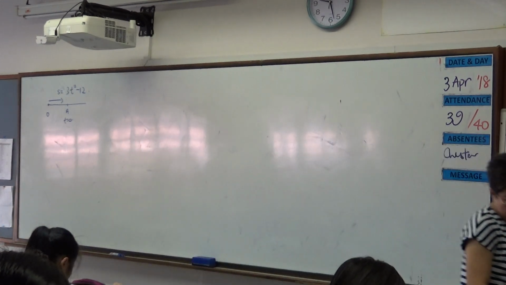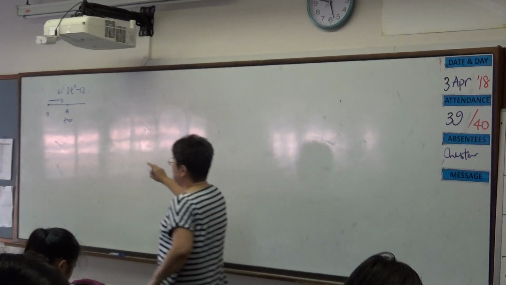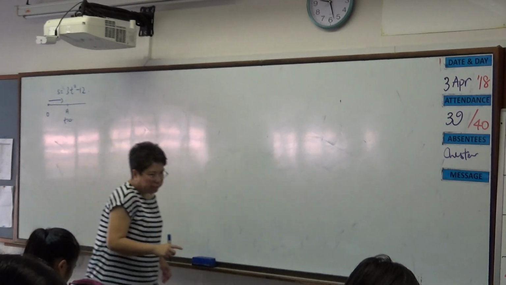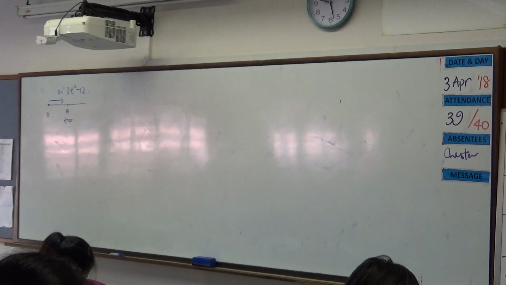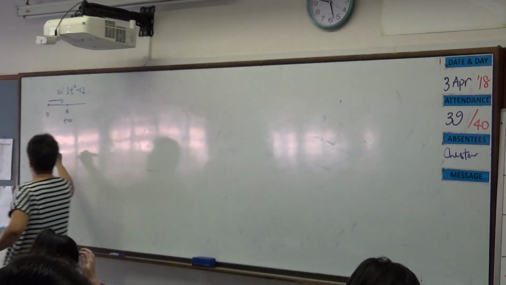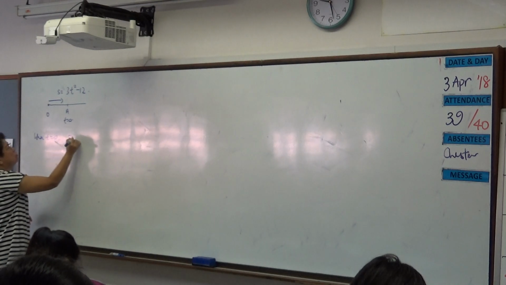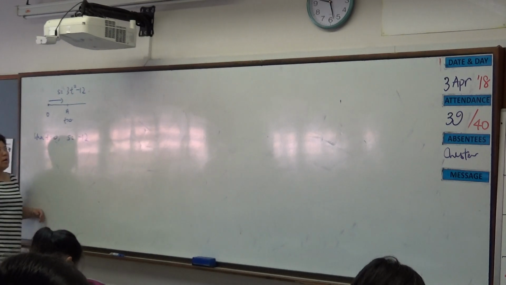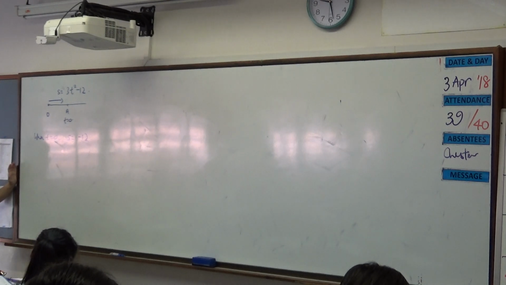What did they say? Initial displacement. Find the initial displacement of P. Now, I will tell you. Initial displacement of P means when t is what? 0, right? So when t is 0, what will happen? S equals what? Negative 12, right? Is it negative 12?